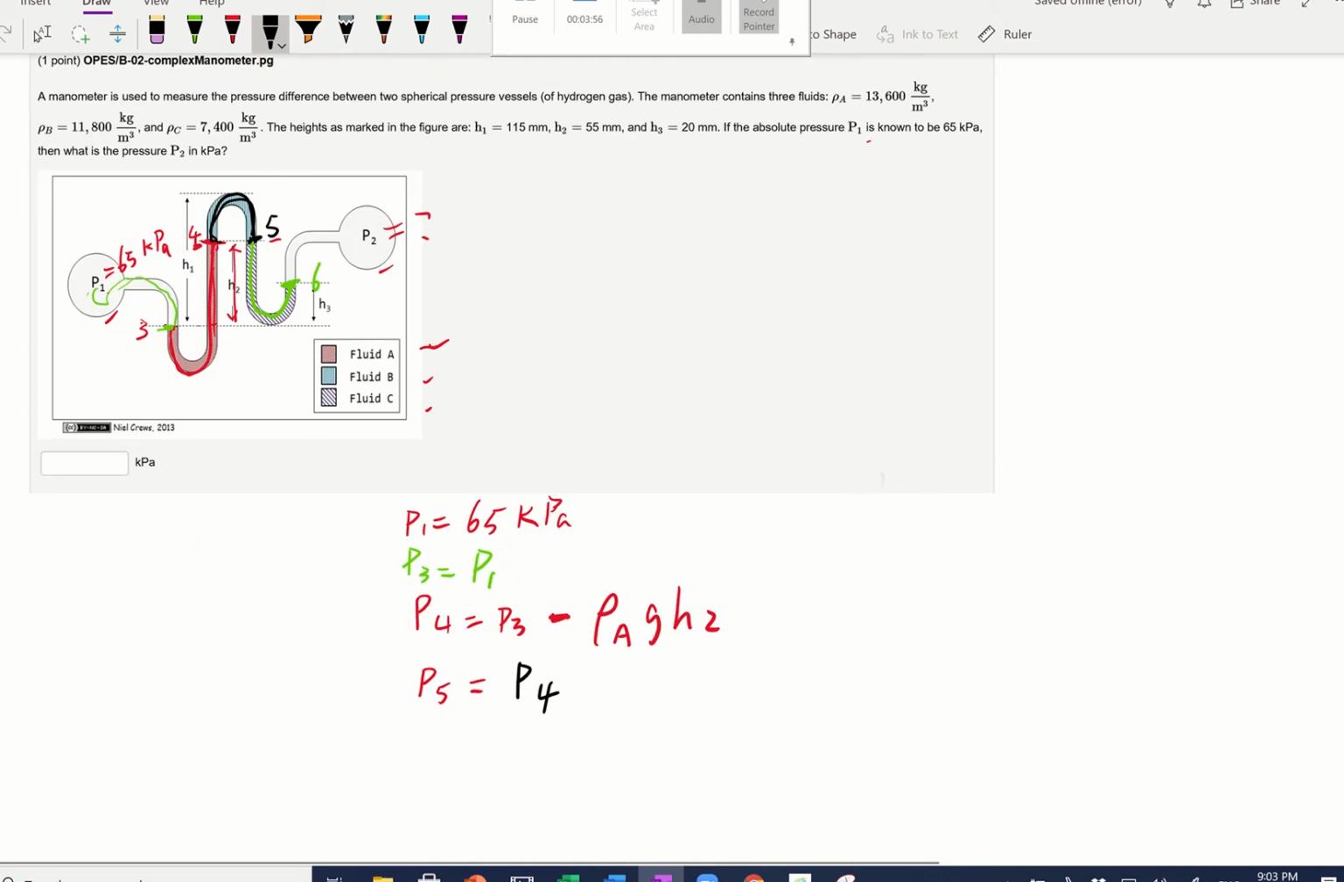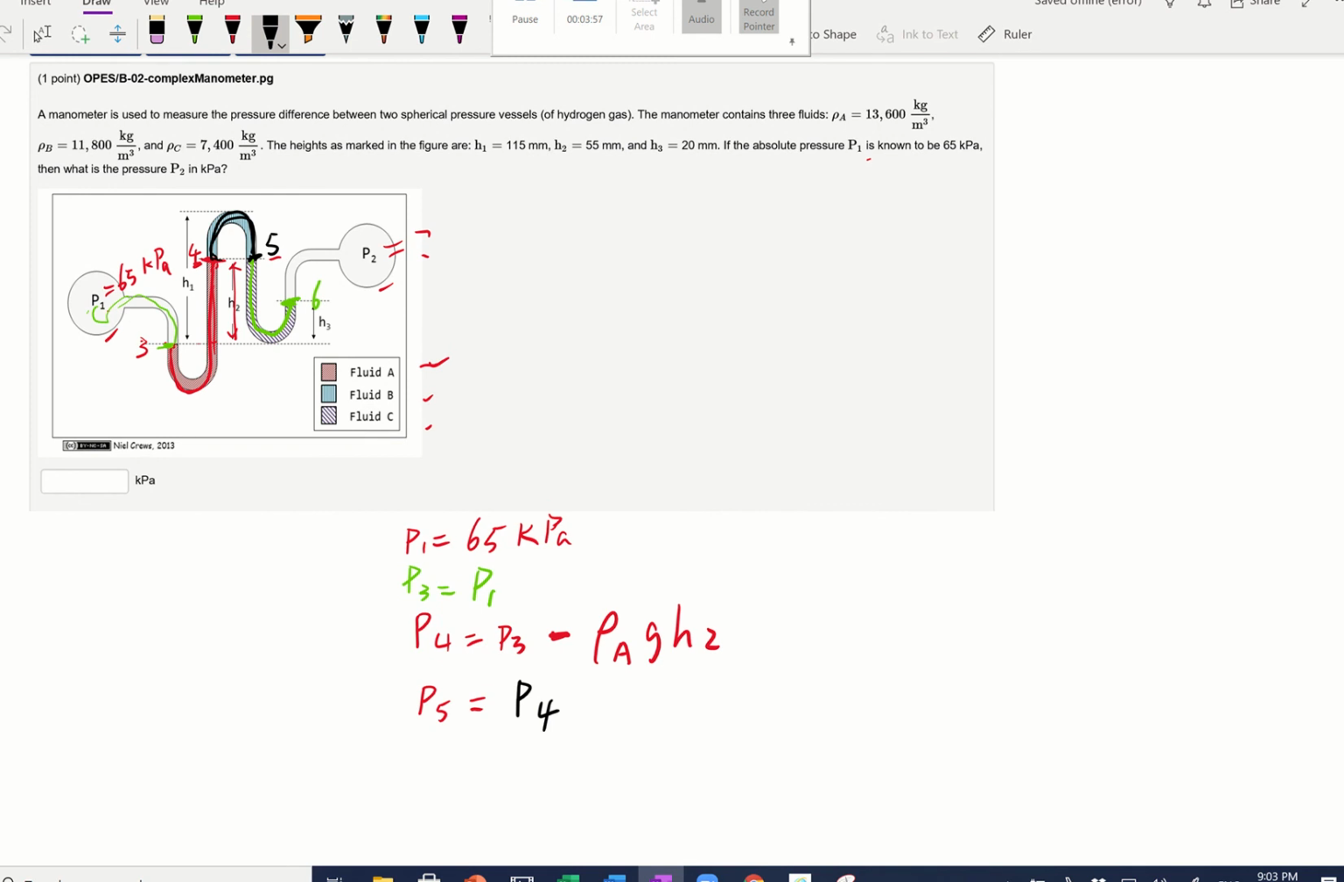Now we're going to go to the last fluid, which is this green fluid here, and we are trying to figure out P6. Since now we know P5, and point 6 is located deeper than 5, since it's deeper, you're going to have a higher pressure. So it's going to be rho g h, and the rho here is fluid C, so it's rho C, g, and the height difference.